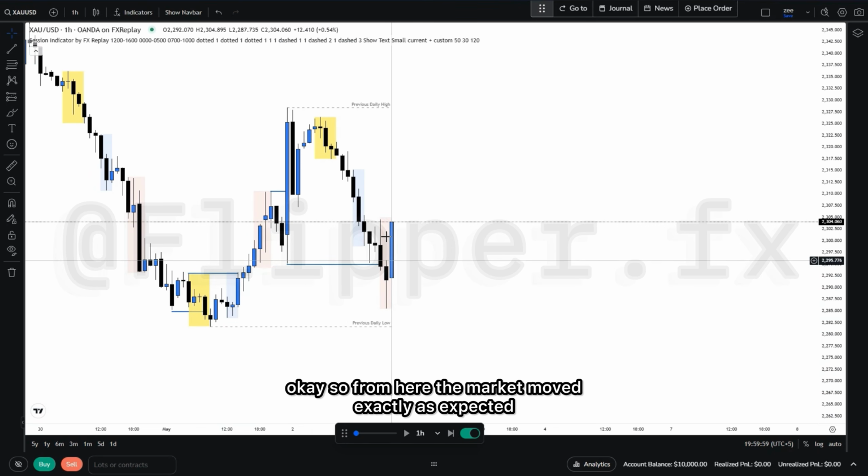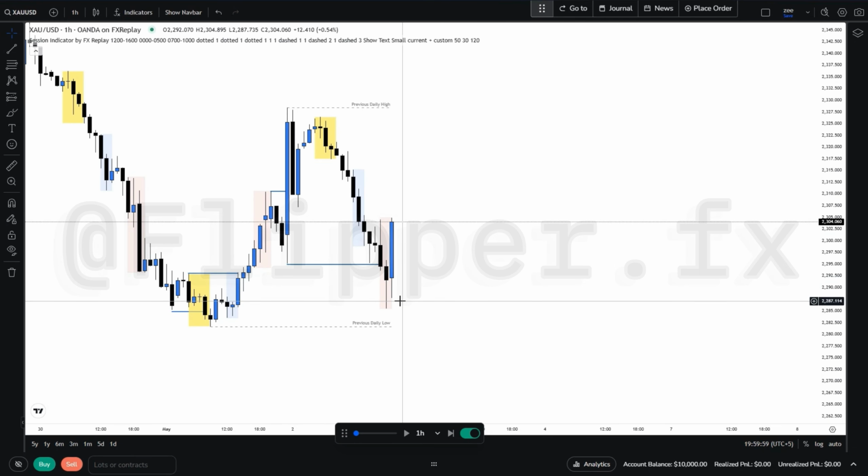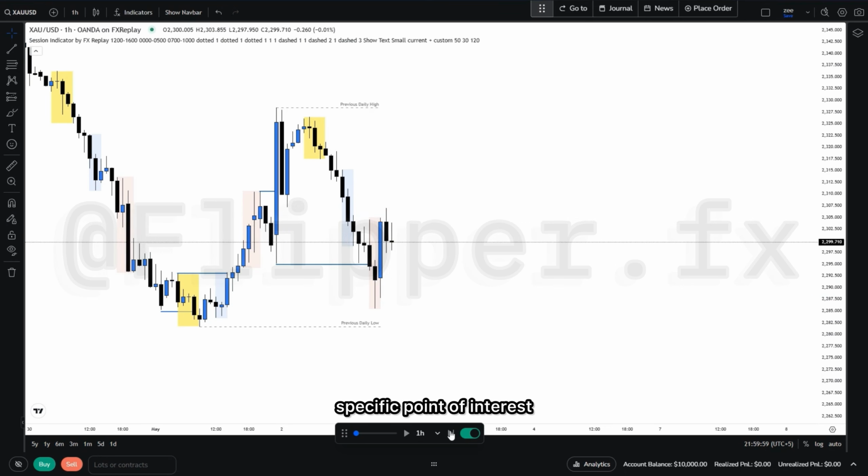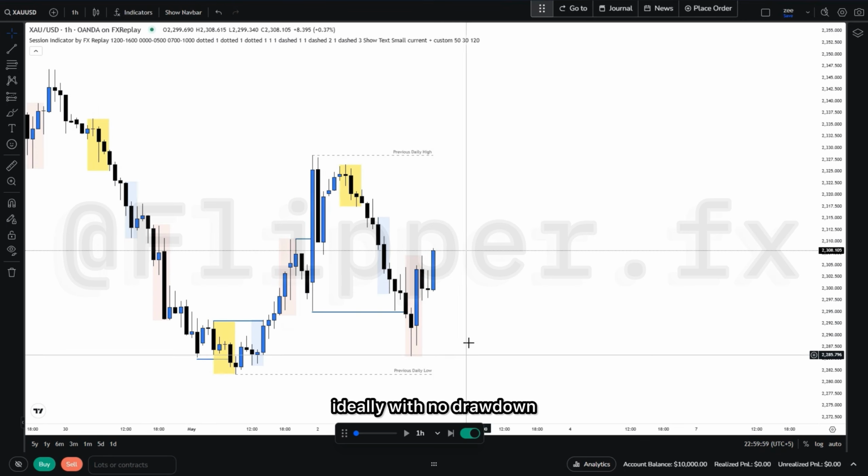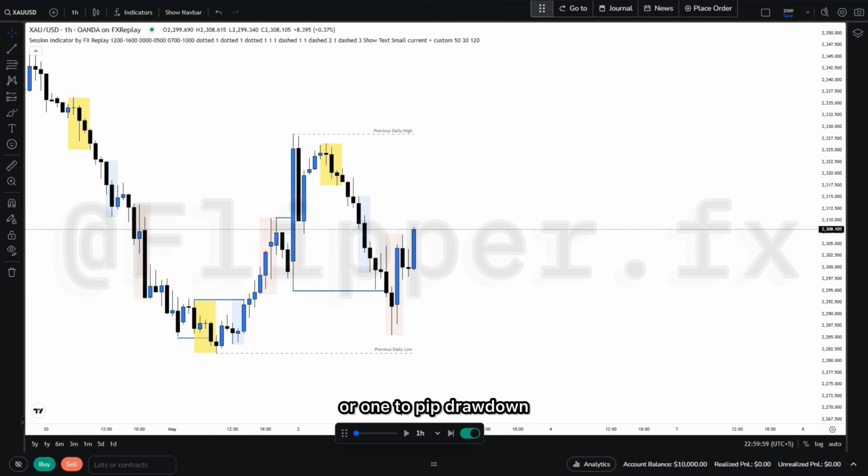Okay, so from here the market moved exactly as expected. It went up, but of course we don't take random trades. We wait for sniper entries from a specific point of interest, ideally with no drawdown or 1-2 pip drawdown.